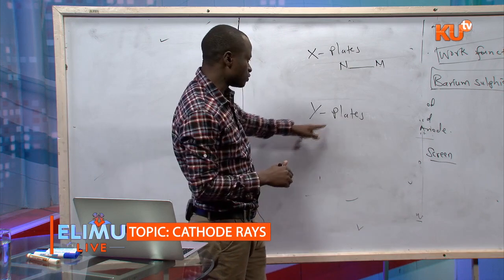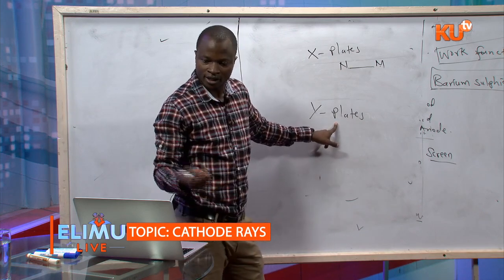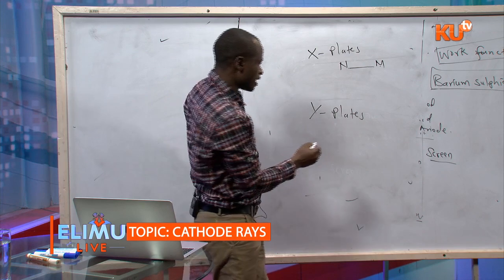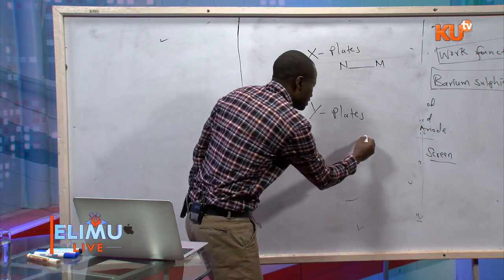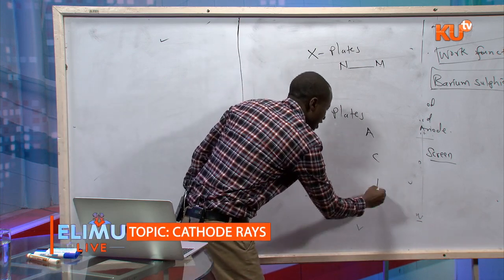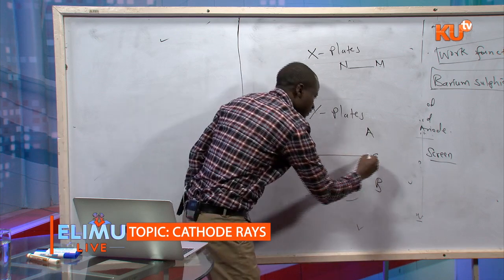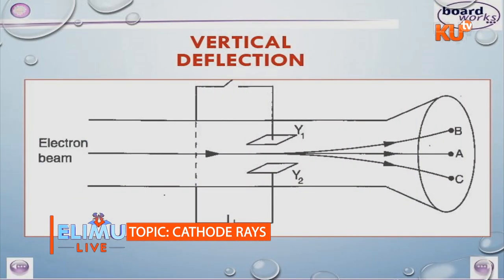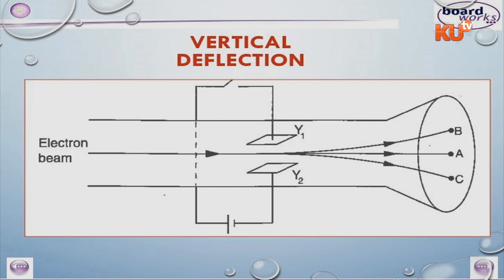So the same thing happens to the Y plates. Now for the Y plates, which is the previous slide, let's say there is A, C, and B. When the electrons come like this and the circuit is open, there is no deflection because the two plates Y1 and Y2 are at the same potential. None of them is positive, none of them is negative. So no deflection. It hits at that point, which is A.